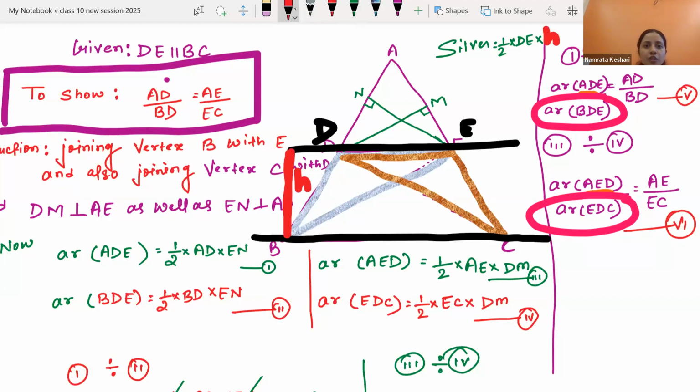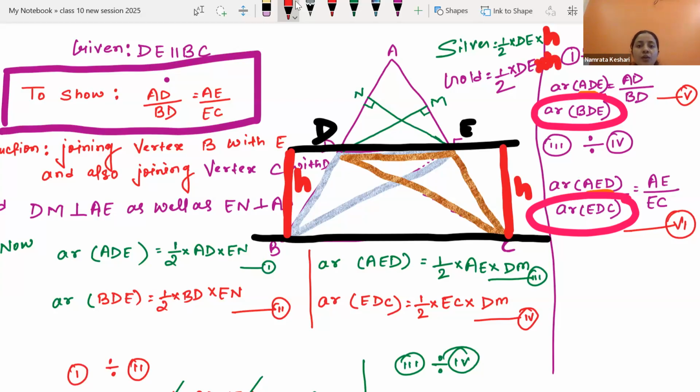And for the golden one, let's try finding the area. 1 by 2 into base. Base you are taking same, into height. Height you will drop from the golden vertex, the opposite vertex C. And this height is also H. Why am I telling both are same? Because in between two parallel lines, the perpendicular distance will be same. Yes or no?